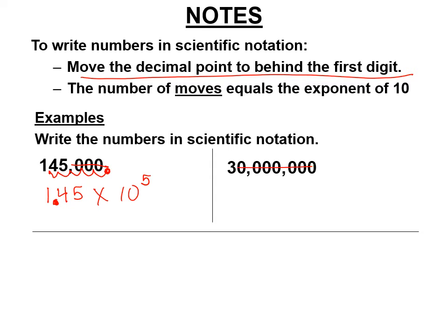So we're going to get rid of all those and write 3 times 10. Now 10 to the what? 1, 2, 3, 4, 5, 6, 7. So this is 3, that's 30 million, by the way. That's 3 times 10 to the 7th.